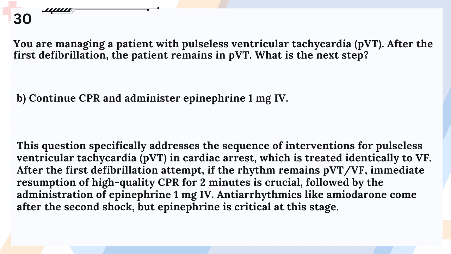Answer: B. Continue CPR and administer epinephrine 1 mg IV. This question specifically addresses the sequence of interventions for pulseless ventricular tachycardia, pVT, in cardiac arrest, which is treated identically to VF. After the first defibrillation attempt, if the rhythm remains pVT/VF, immediate resumption of high-quality CPR for 2 minutes is crucial, followed by the administration of epinephrine 1 mg IV. Antiarrhythmics like amiodarone come after the second shock, but epinephrine is critical at this stage.